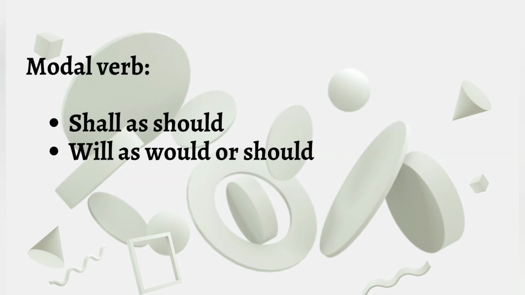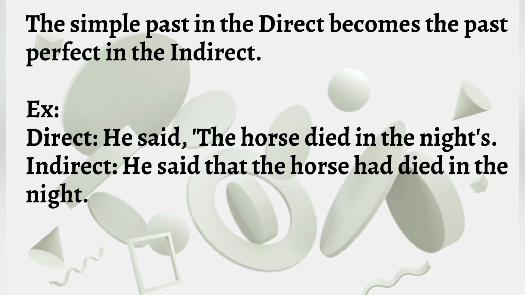The modal verb shall in the future tense is changed into should. Similarly, the modal verb will in the future tense is changed into would or should. The simple past in the direct speech becomes the past perfect in the indirect speech. Let's see the example. He said, "The horse died in the night." It's in the direct speech. Now let's see it in indirect speech. He said that the horse had died in the night.